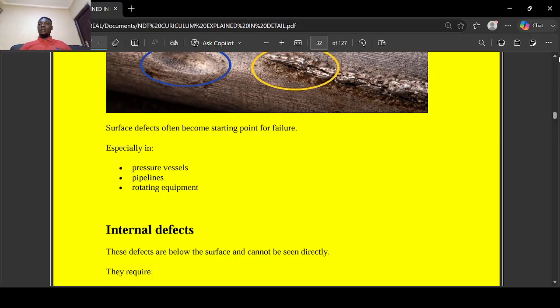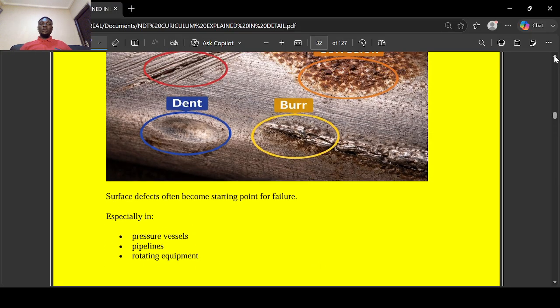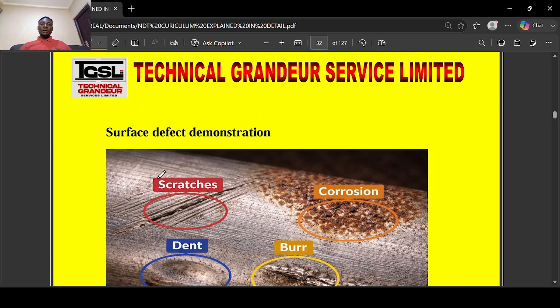Then, okay, let me bring it again. Similar to the last picture, but a bit different. You can see a scratch on top of the pipe. These are surface defect demonstrations. You have the dent. Maybe the welders are grinding, and in the course of grinding they mistakenly dent the side of the pipe. These are dents. We have the corrosion. We have the bore. Understand? All these are surface discontinuities.